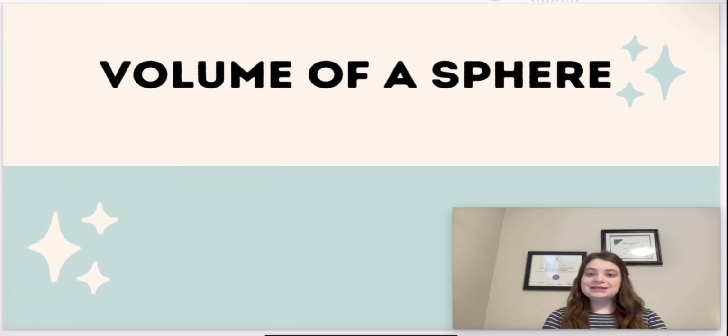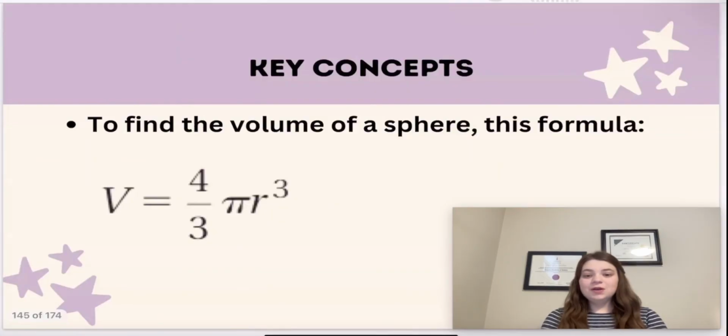Welcome back. Today we're going to be talking about the volume of a sphere. The volume of a sphere can be found by doing 4 over 3 pi r cubed, where r is the radius of the sphere, the distance between the center of the sphere to the edge of the sphere, and pi is an irrational number that is approximately equal to 3.14.